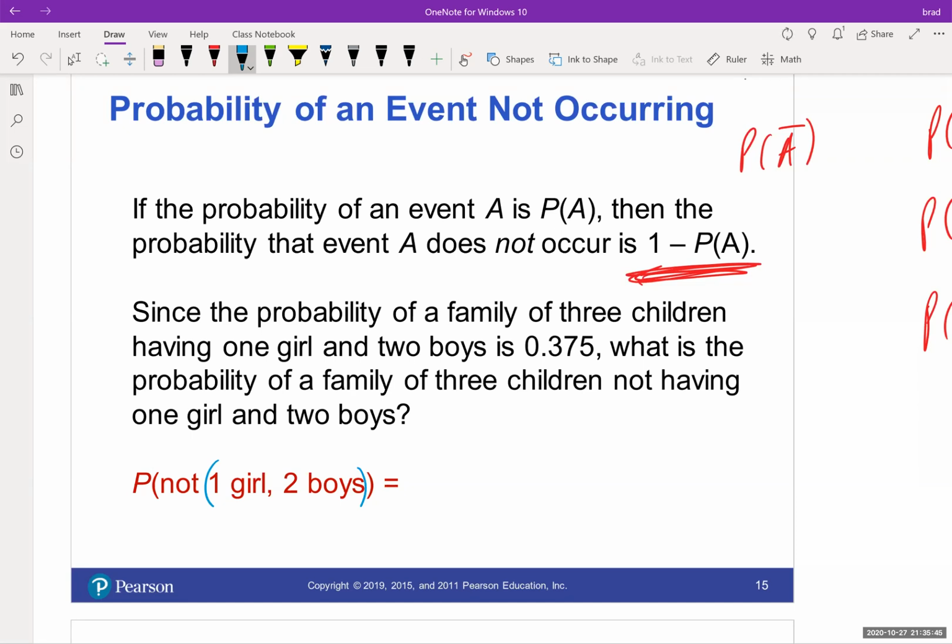So that means that if the family of 3 children having 1 girl and 2 boys is that, well then what would not that be? It would be 1 minus 0.375. So that would be 0.625. Okay, and that's all there is to it. So this idea of not is a very powerful tool that I use when I teach my statistics class as well. And it's just something that makes problems a little bit easier and more convenient.